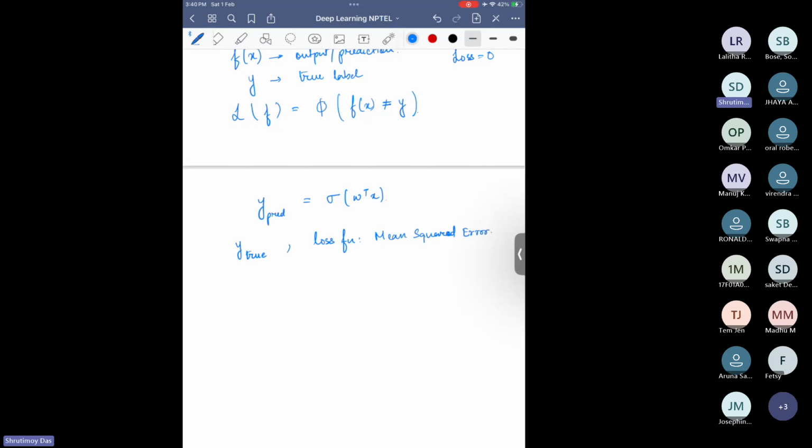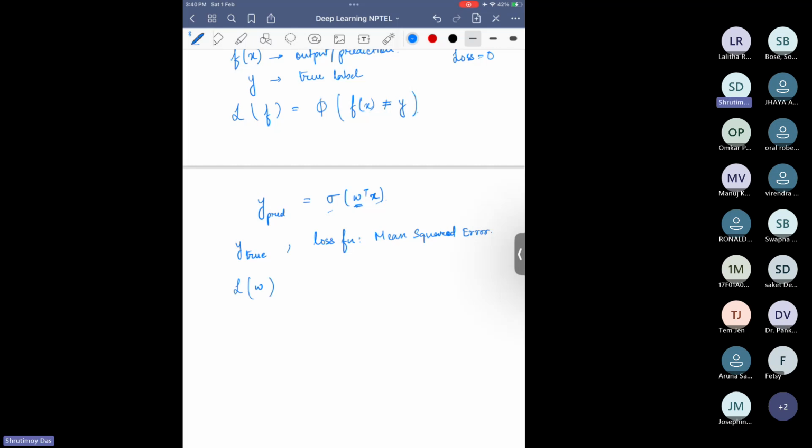So that means I want to measure my loss. It depends. See, here this x is known, right? x is known, sigma is a function. The only thing that is a variable here is this w. So if you change w, your y pred will change. So that means this loss is a function of w here, right?